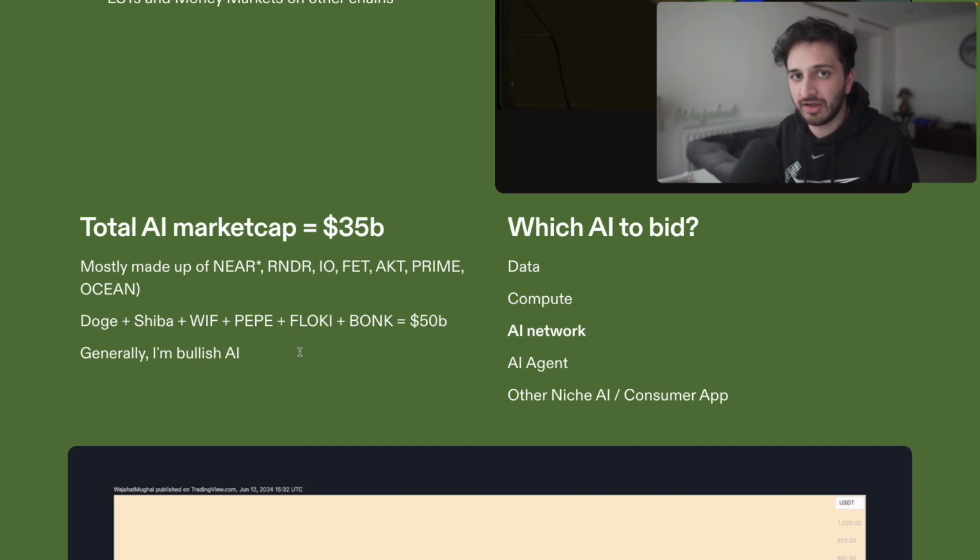We're seeing Nvidia go up only because of the demand for chips in order to process these AI models, right? For me, I just find it hard to see this stay at 35 billion. And I think really this should potentially get to 100 billion. I think a 3x from here in total AI market cap is definitely possible. And I think Bittensor can definitely take a large share of that.